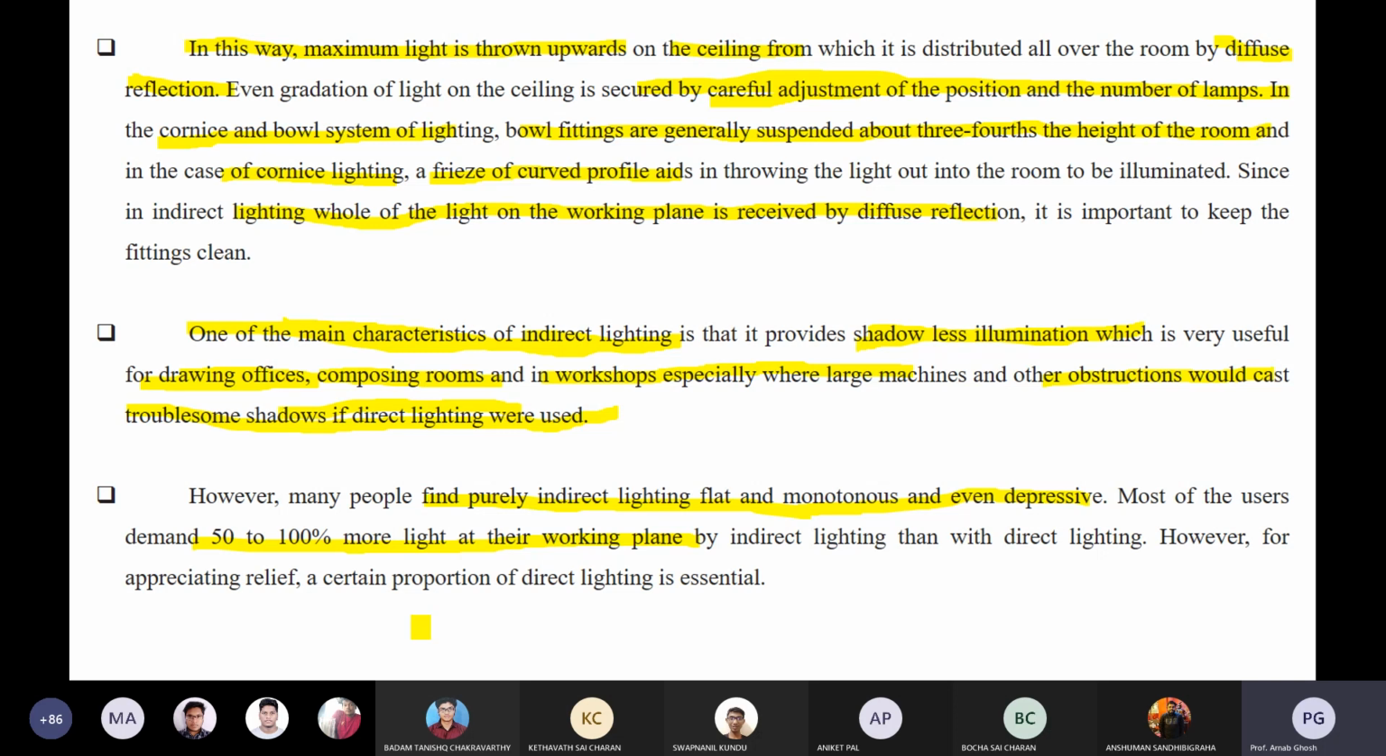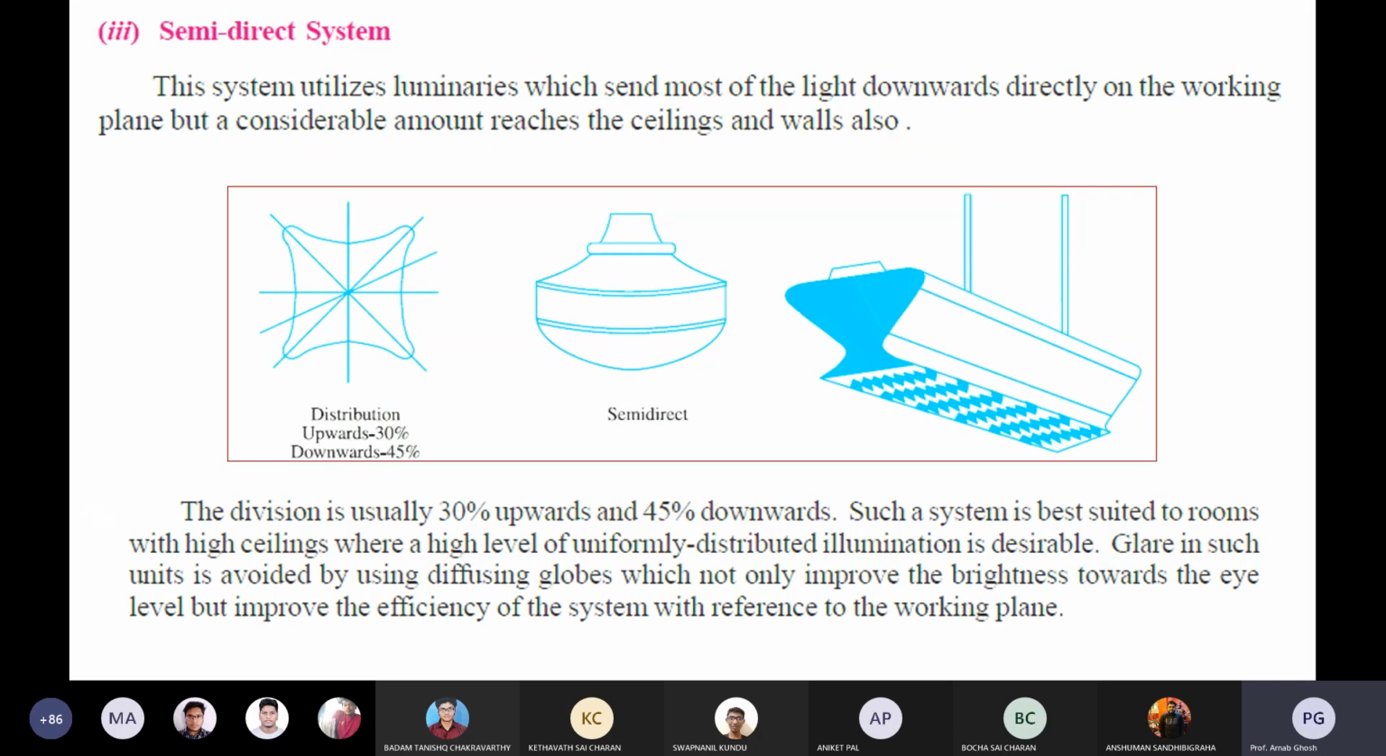So lights are there, some of the portions are open, some of the portions are reflected. You can see it's covered by the reflector. So both the conditions have been fulfilled. Here you can see the semi-direct system, where the distribution is upward 30%, downward 45%. How will it look? Those shapes are there, semi-direct. In all the cases you can see semi-direct. That is what I'm talking about.